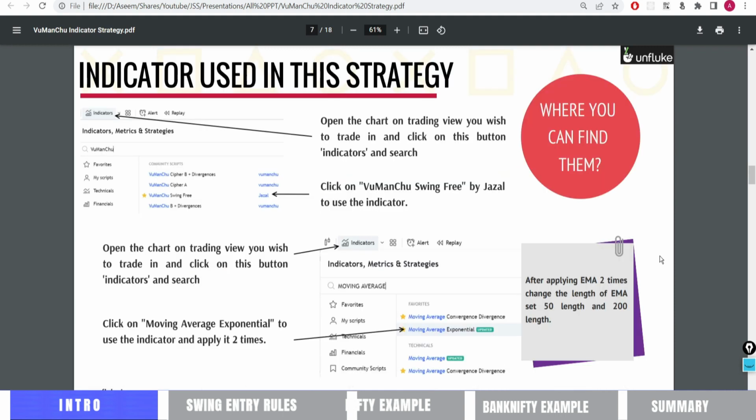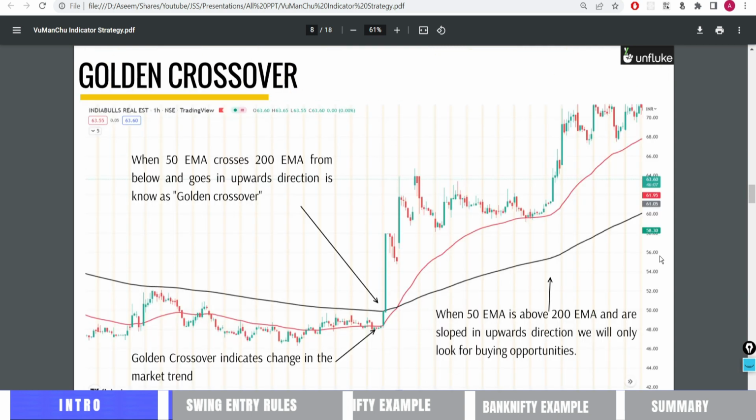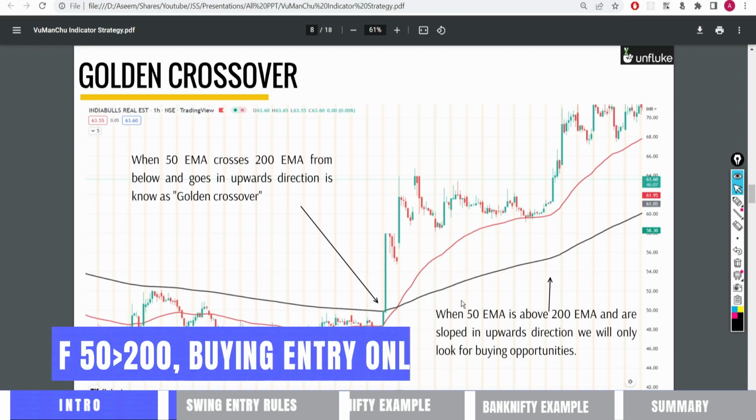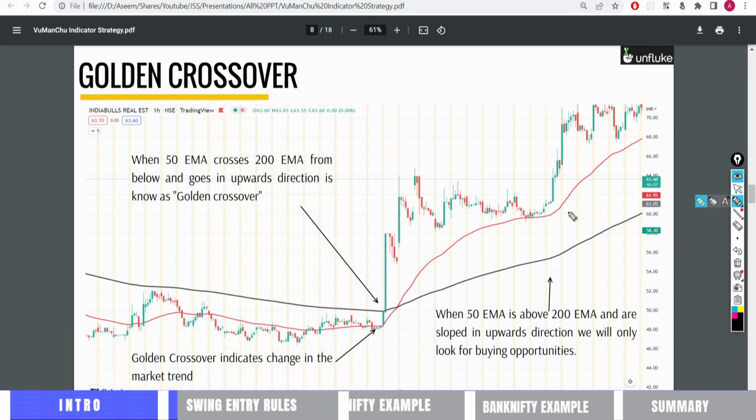So this is how you can add the indicators. You can go to either Upstox or you can go to TradingView and you can add VuManChu Swing Free. That's the name of the indicator. And for the 50 and 200, you can either use the SMA or the EMA. So obviously we know about the golden crossover. What does a golden crossover mean? That when the 50 moving average crosses the 200 moving average, so basically when the 50 moving average becomes above the 200 moving average, that is the time we will only be buying. So this is a bullish direction, and this is called the golden crossover as well. And whenever this happens, we will be only looking for buying entries.